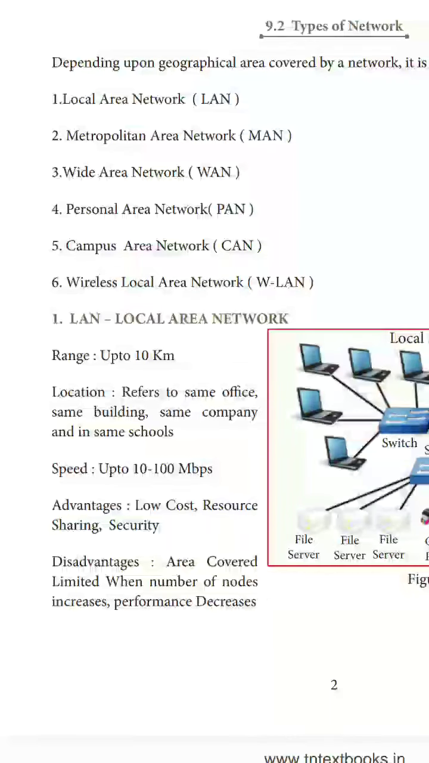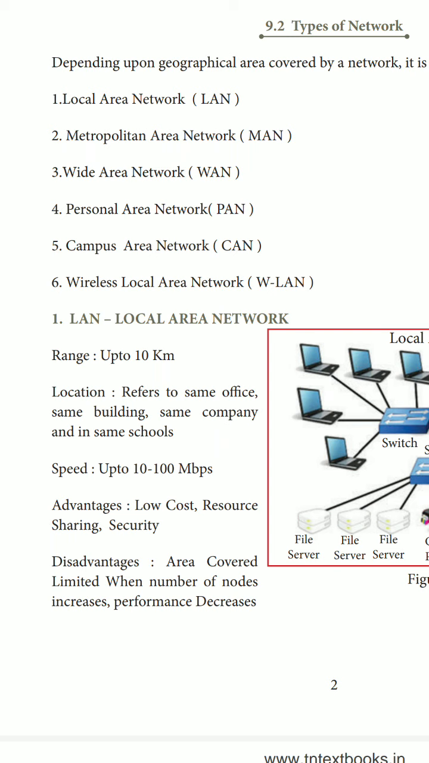The location range is up to 10 kilometers. So the local area network can extend its network availability to 10 kilometers. Next is location, which refers to the same office, same building, same company, or same school. This local area network can be applied inside a building on the same floor or same department, or near the same school. Everything can be located with the help of this local area network.